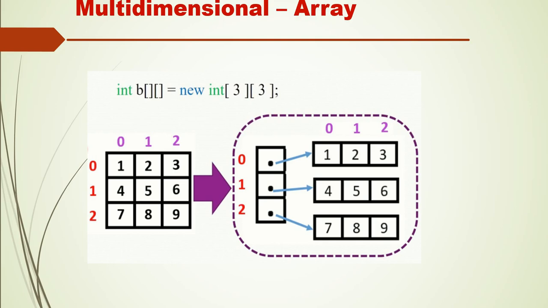I hope it's clear. One dimensional, it's simply a single row that contains all the values, and in the multi-dimensional, you have to define the row as well as columns, and it is a structure like a tabular form. This is the multi-dimensional array.